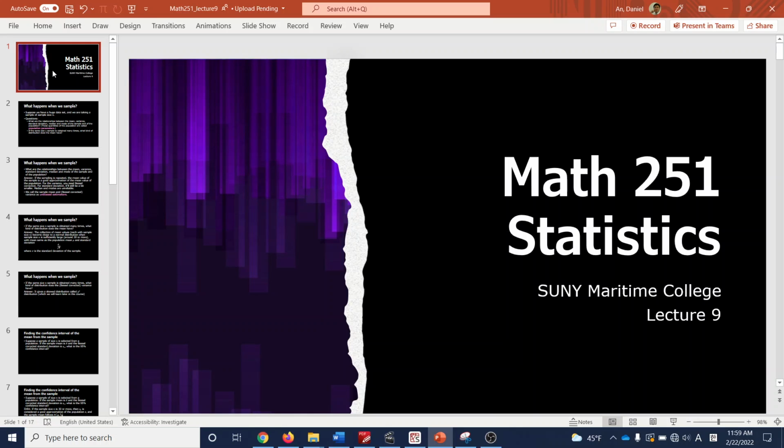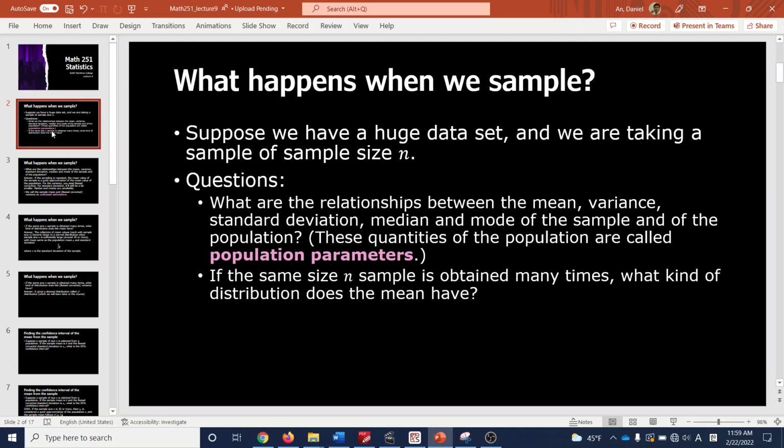Lecture 9. Okay, today I want to demonstrate using Python the following. What happens when we sample? As I explained, we save money by not taking the whole census, but by taking samples and drawing inferences from it. But if you want to draw conclusions from your sample, then you better have a good idea of what happens when you sample, right?